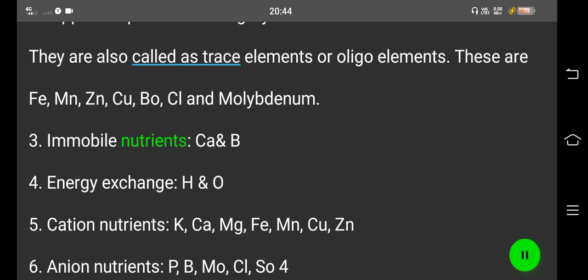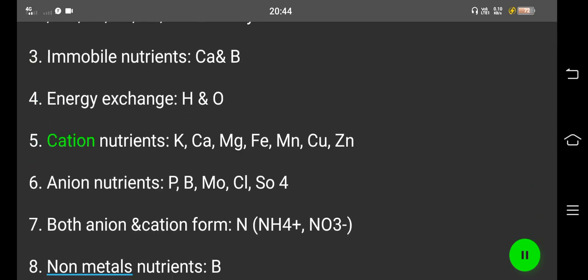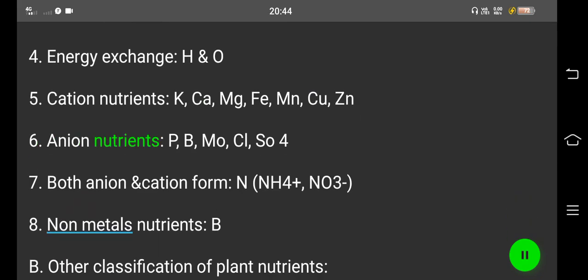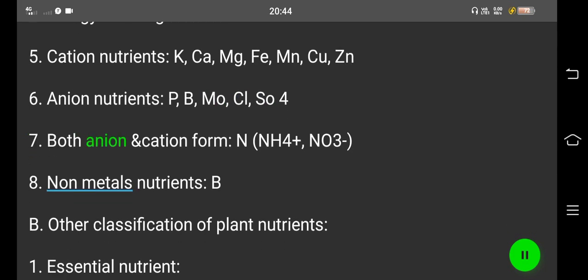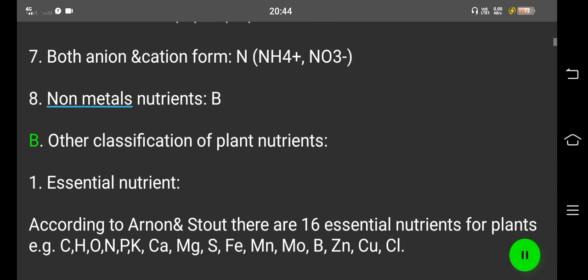3. Immobile nutrients: Ca and B. 4. Energy exchange: H and O. 5. Cation nutrients: K, Ca, Mg, Fe, Mn, Cu, zinc. 6. Anion nutrients: P, B, Mo, Cl, SO4. 7. Both anion and cation form: NH4+, NO3. 8. Non-metal nutrients: B.